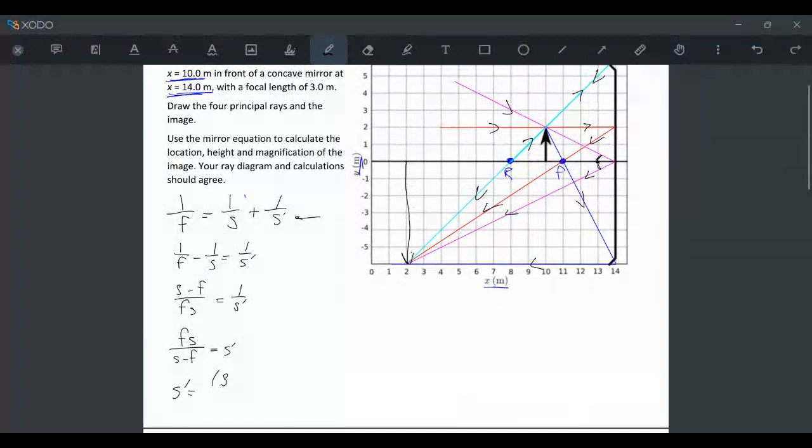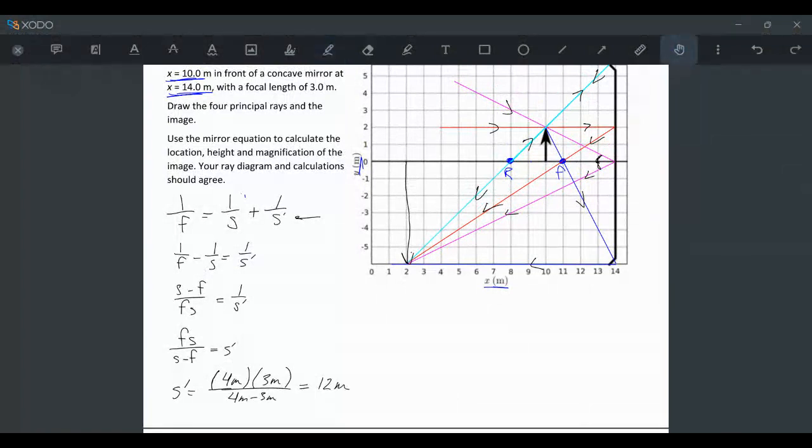What is S? We said S was 4 meters. The object was positioned 4 meters from the mirror. The focal length was 3 meters. It's divided by 4 meters minus 3 meters, so the denominator here is 1. The top is 12. So we just have 12 meters.